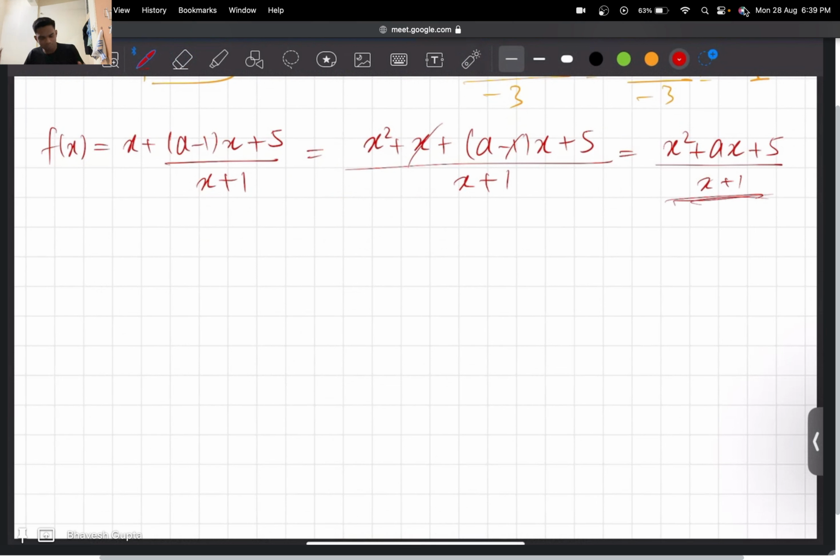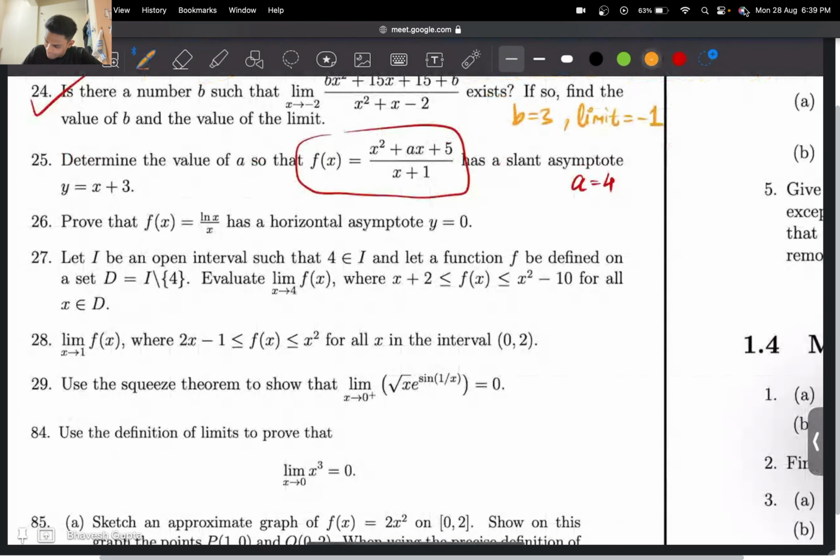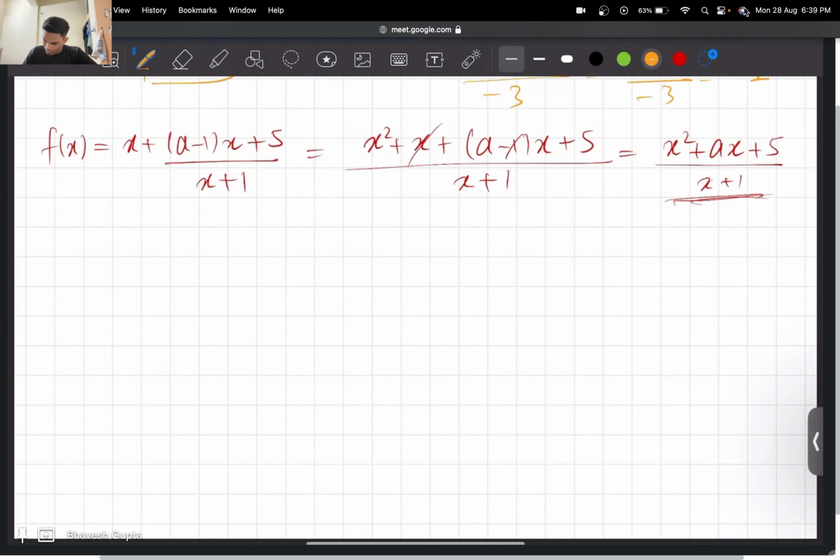So what I have done is basically I've opened it. And the words they have used here, slant asymptote y equal to x plus 3. Basically, what is it trying to tell you? That you have a function. This is a very interesting question. I have picked this from a very good source. They have very wonderful questions.